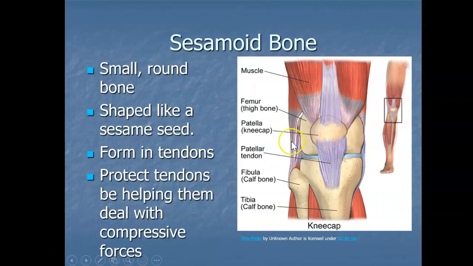And then last is the sesamoid bone. These are small round bones. They're typically embedded in our tendons. They're kind of shaped like a sesame seed, which is where they get their name from. And their job is to protect the tendon. It helps the tendon deal with the compressive forces, like when pounding on our joints occurs. And the best example of a sesamoid bone is your patella. You can kind of see in this picture how it's kind of embedded into this patellar tendon. Those are the different classifications of bones.